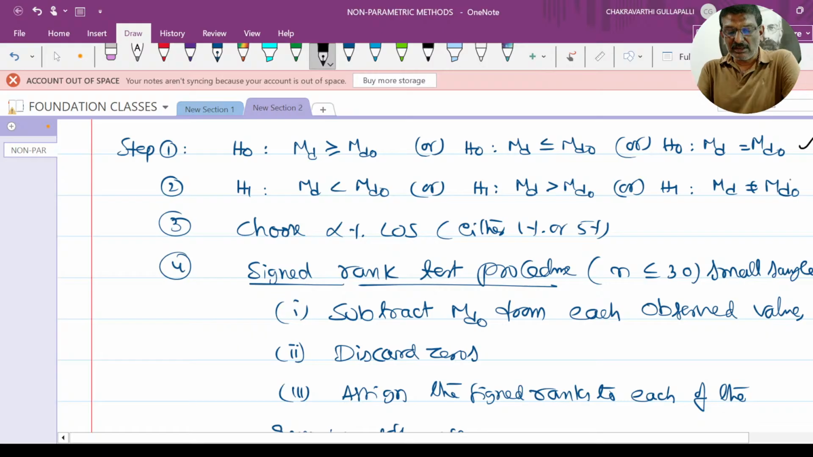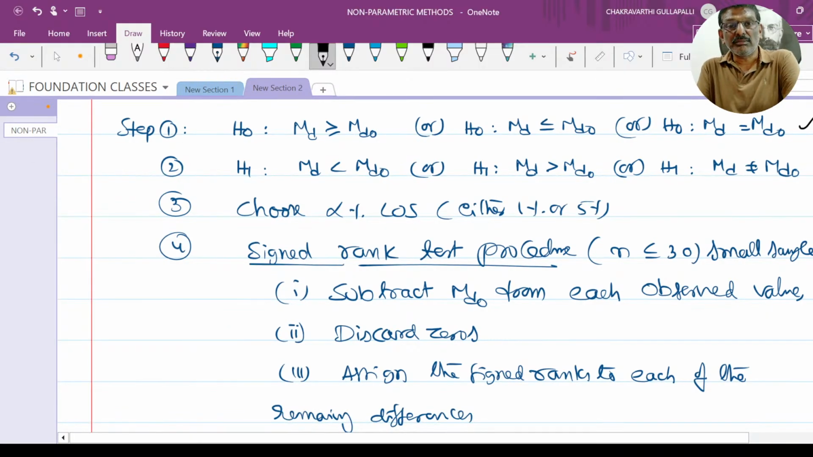The null hypothesis is that the median value is greater than or equal to some specified value. What is the meaning of some specified value? Based on the problem, one number is given, that is the median. The median is the specified value. Our H0 is that there is no significant difference between the population median and the specified value, the sample median. No difference between population median and sample median.